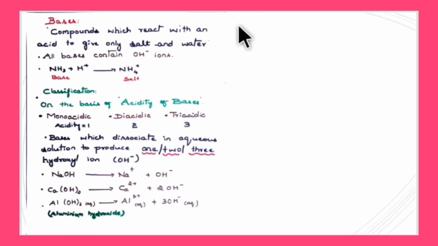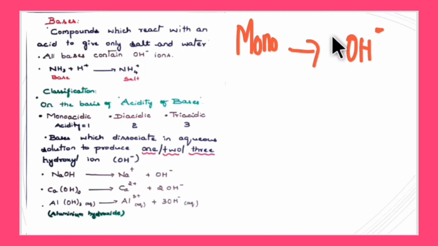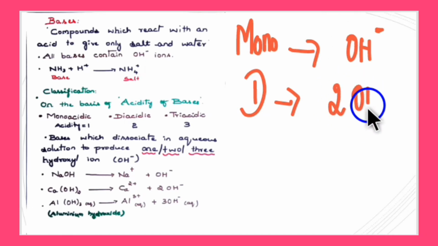What are monoacidic bases? Bases which dissociate in aqueous solution to produce one hydroxyl ion. That means in the case of mono, if they dissociate in aqueous solution and produce only one OH minus hydroxyl ion per molecule of the base, they are called monoacidic bases. In case of diacidic, same: bases which dissociate in aqueous solution to produce 2 hydroxyl ions, 2 OH minus per molecule of the base, are called diacidic. Triacidic means which gives 3. So these are the differences.